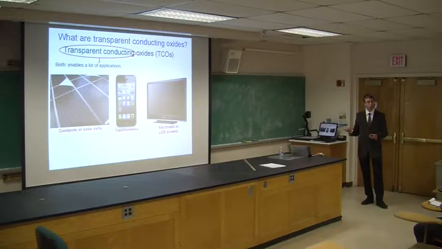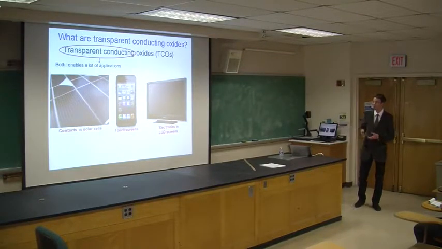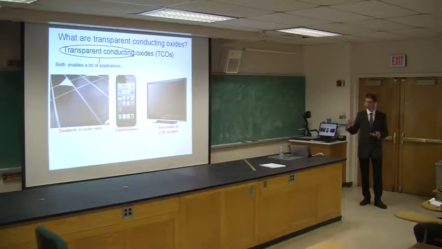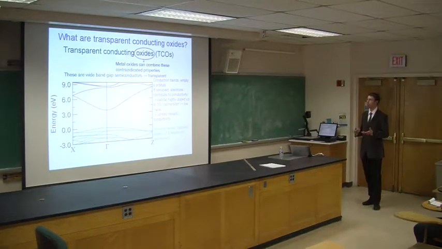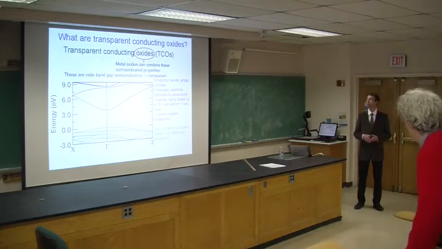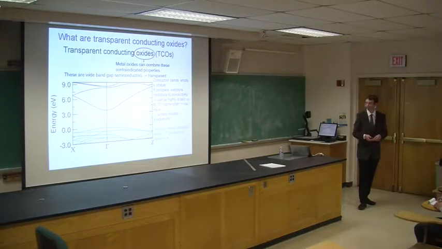And the same is true for any kind of LCD screen. You need to have some material to make the electrodes transparent so you can actually see what's on your screen. And at the same time, this material needs to be conducting. So how do we do this? So it turns out that metal oxides can combine those two properties. So typically, these are wide bandgap semiconductors, and the wide bandgap enables the transparency.